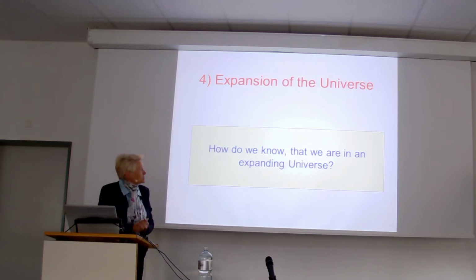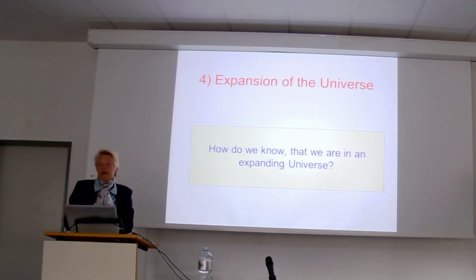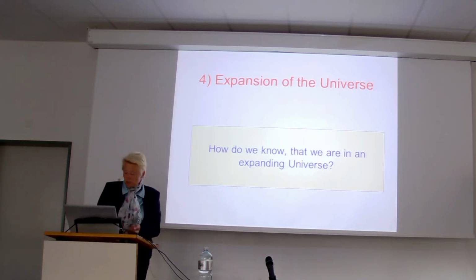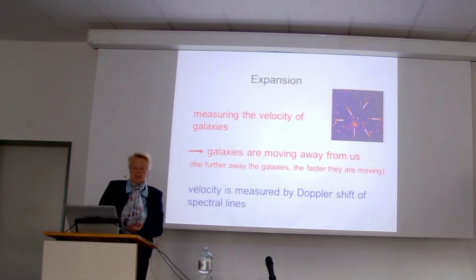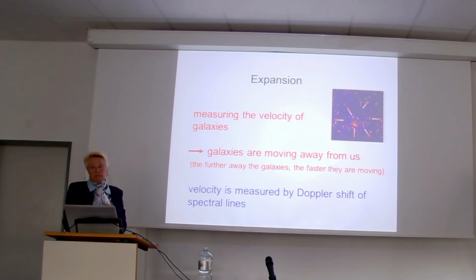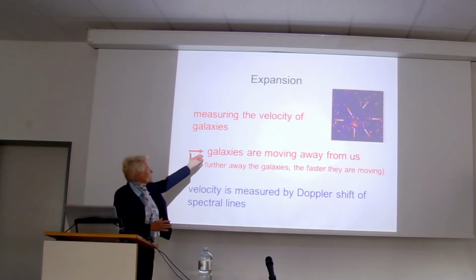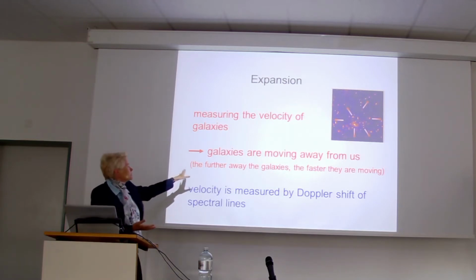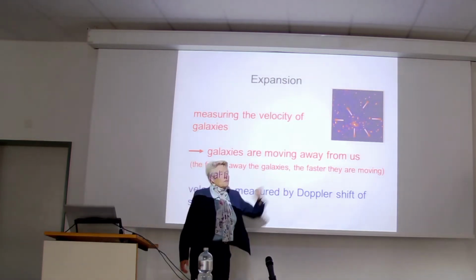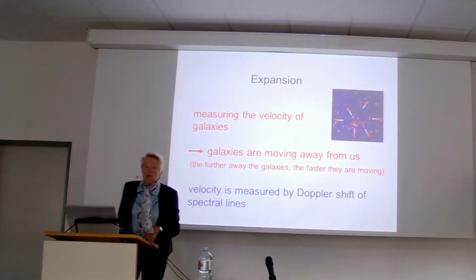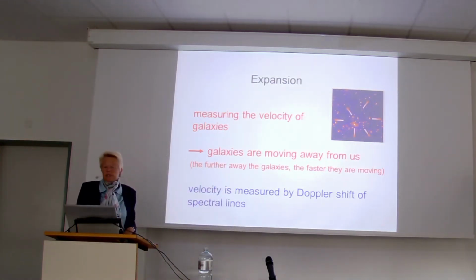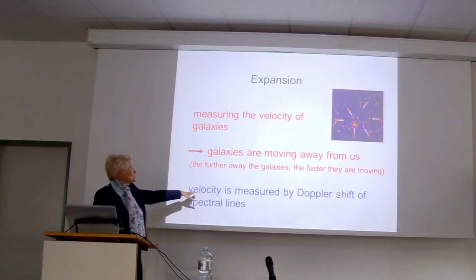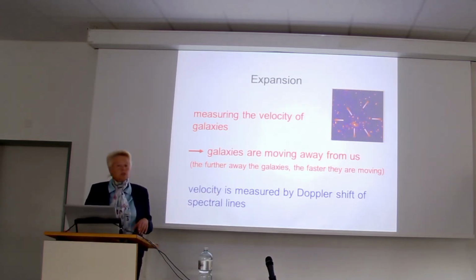So first question is, how do we know that we are in an expanding universe? So what do we do? We measure the velocity of galaxies. And we find that all the galaxies are moving away from us. And the further away the galaxies, the faster they are moving. This is a relatively simple measurement, because you can measure the velocity by the Doppler shift.